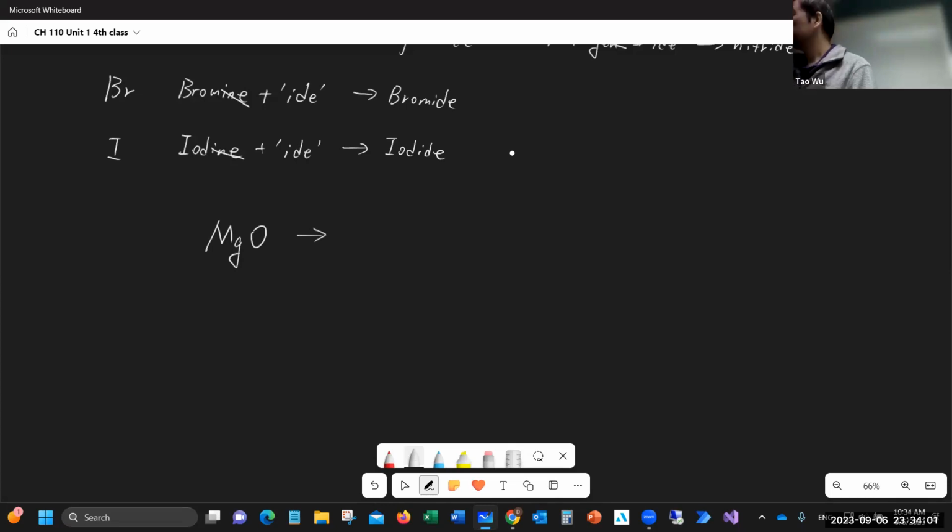So what are you gonna do? When you are given a formula and asked to write the name, first you need to know what the cation is and what the anion is. For this one, the cation is magnesium, and magnesium has a 2 positive charge, and this is the anion, the oxygen. So what is the name for this, and what is the name for this one?